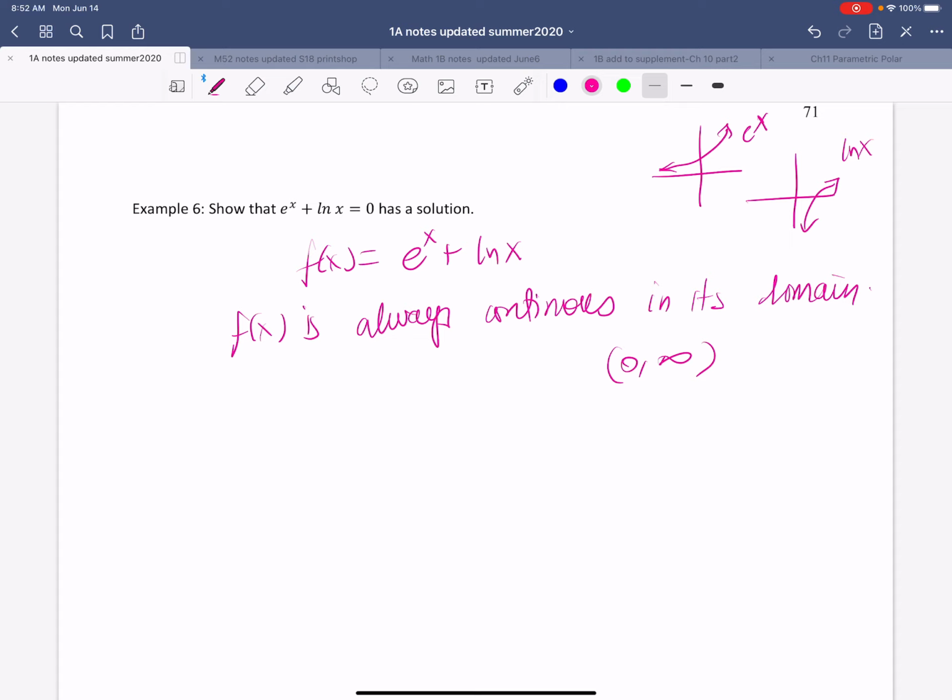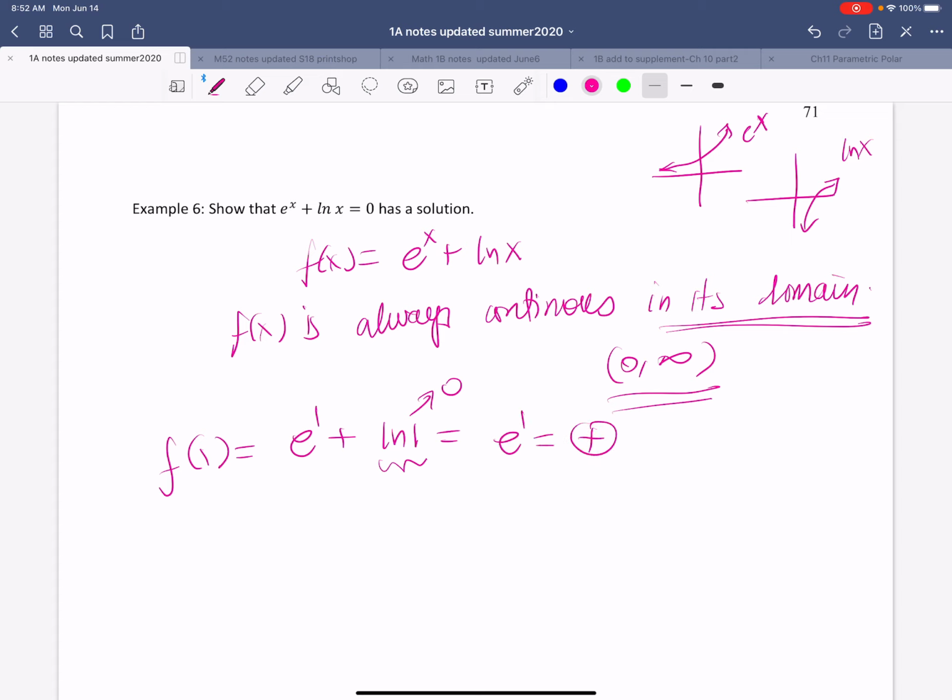F of x is always continuous in its domain. It's always continuous from 0 to infinity. So that means when I'm picking my x values to test or check the y value sign, I'm only going to pick from 0 to infinity, and I'm not going to pick 0. Let me go ahead and pick f of 1. Because I cannot pick 0, I'm just going to pick some nice values. F of 1 would give me e to the first power plus natural log of 1. Natural log of 1 we know is 0. E to the first power is a positive value. E is about 2.7. So that's a positive value.